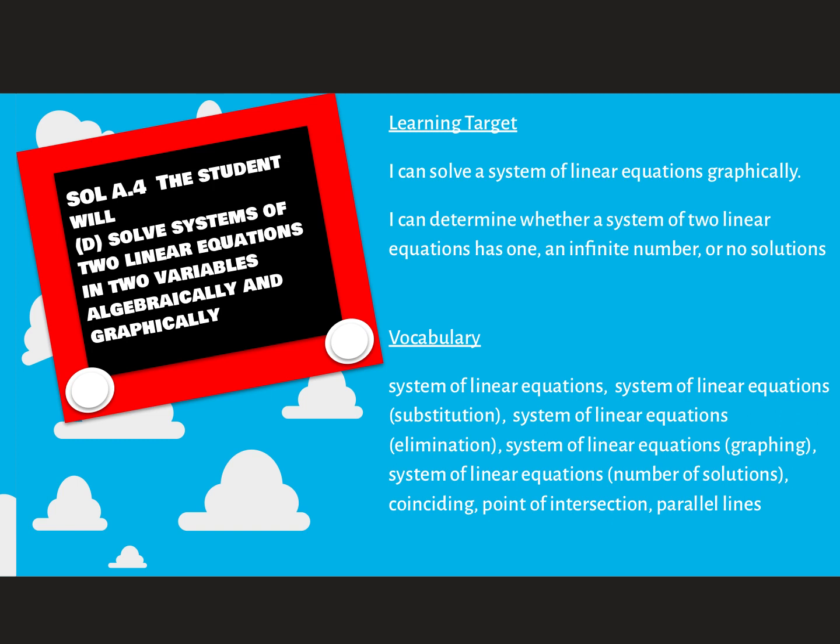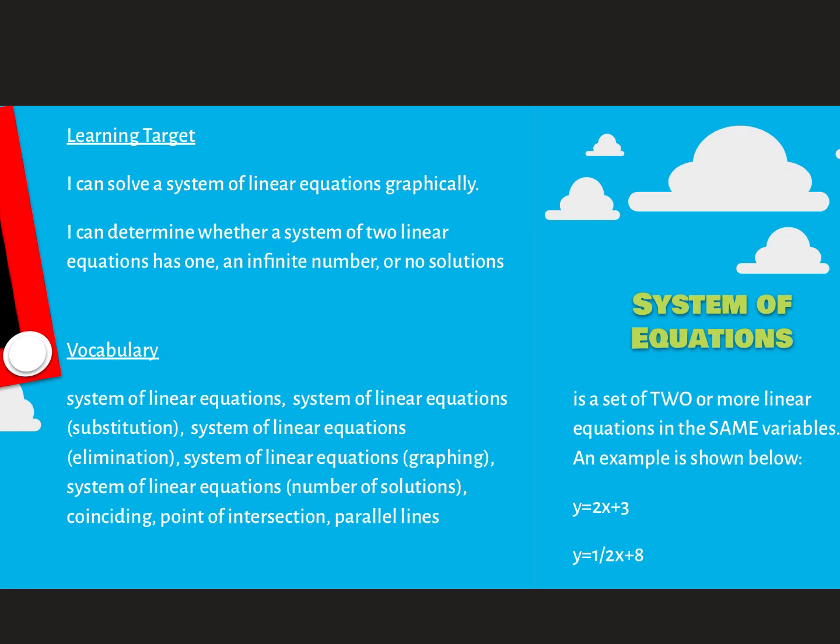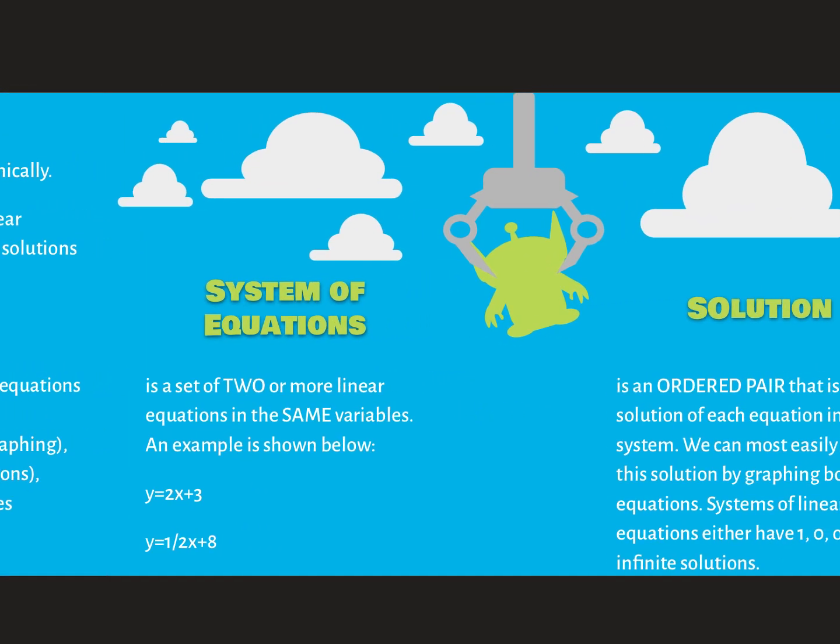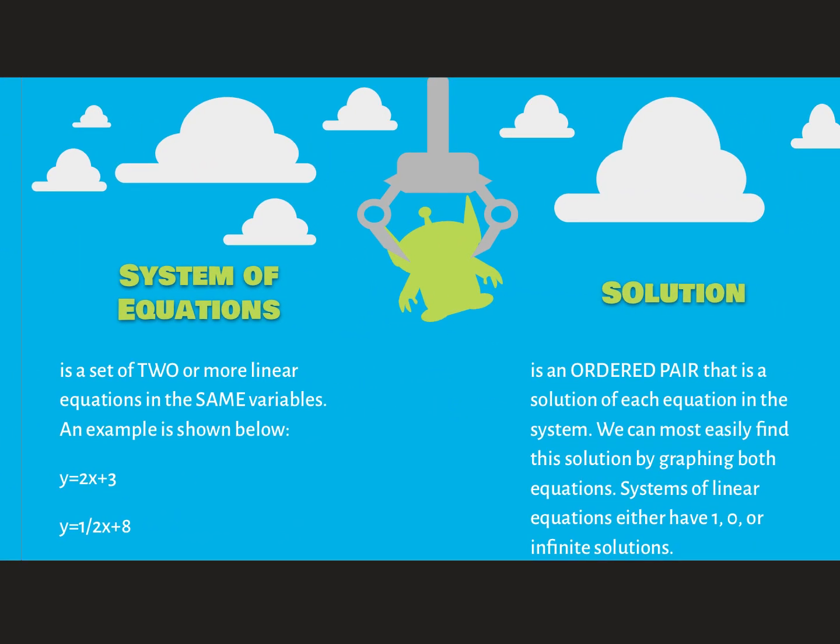So thinking back to when we solved multi-step equations, we had three types of solutions: one solution, no solution, an infinite number of solutions, and some key vocabulary for this unit. All right, so for definitions or a little bit of vocabulary for us, a system of equations is a set of two or more linear equations in the same variables.